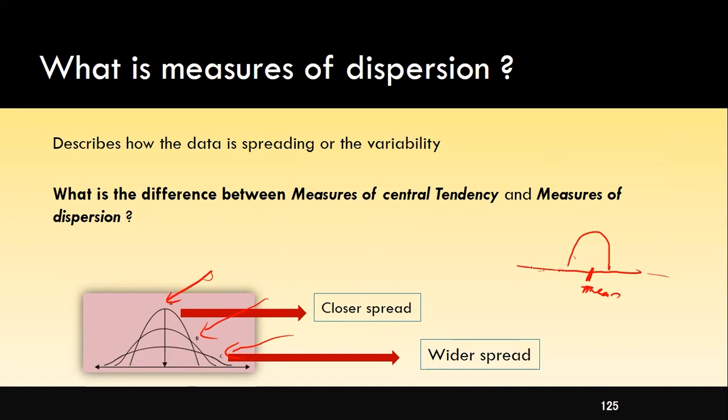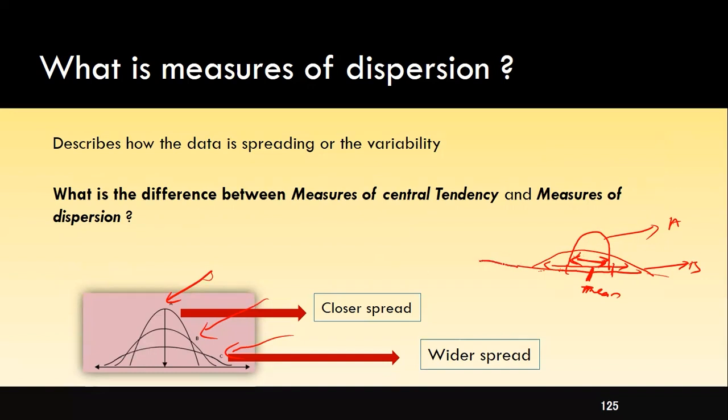Okay, and I have another distribution. I said this is data set A, and it is a normal distribution. It is also called a bell curve. In this case, almost all the values are somewhat close to your mean. The spread is not too wide. Whereas if you look at this second data set, the spread is too wide. Wider spread here, and here you can see the closer spread.